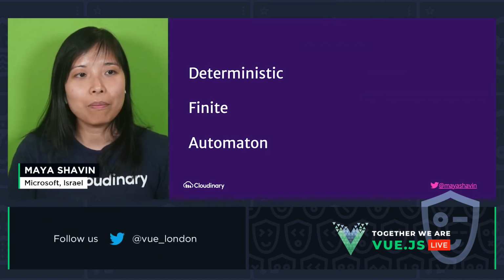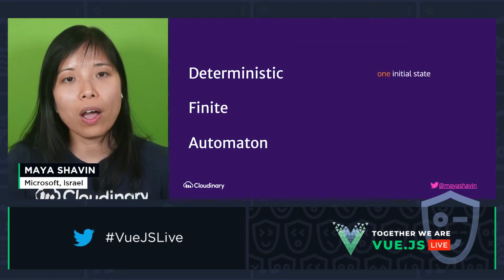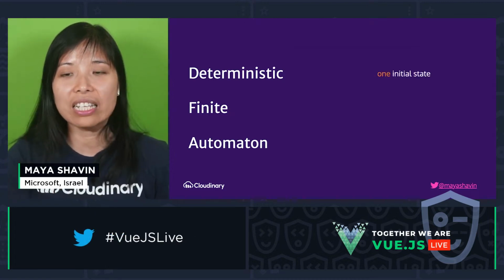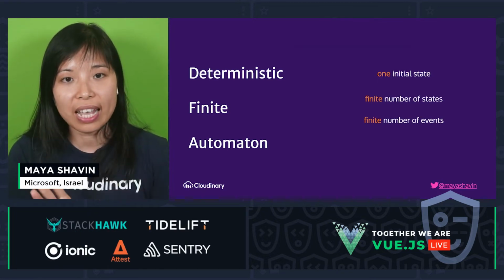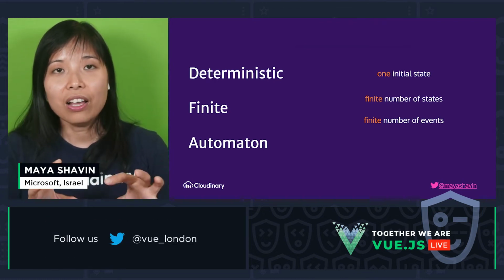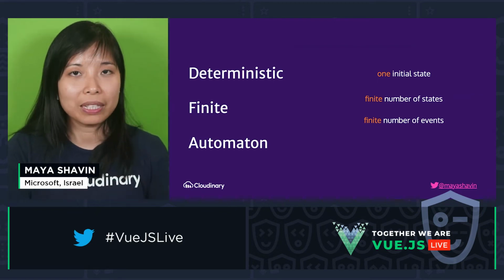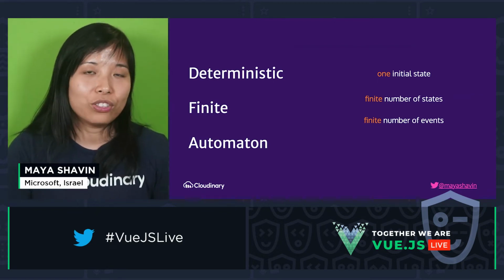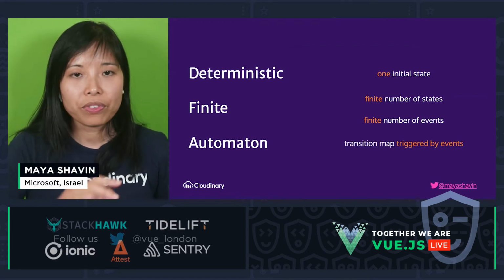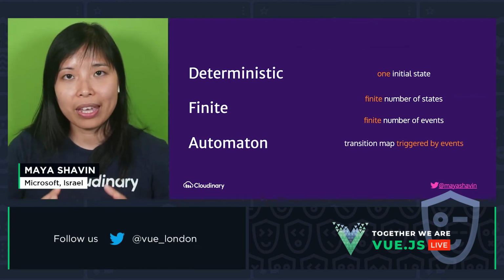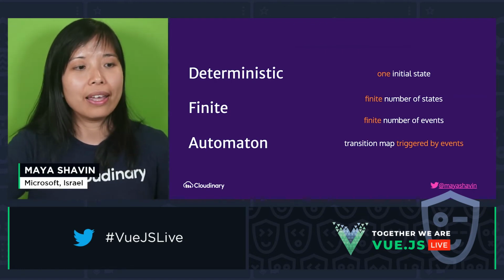In short, a deterministic finite automaton is represented by a sequence where you have one initial state and a finite number of states, which means you don't have an infinite number. You have a finite number of states. And then because you have a finite number of states, you have a finite number of events that connect these states together and create a transition map, triggered by the event to move from one state to another.